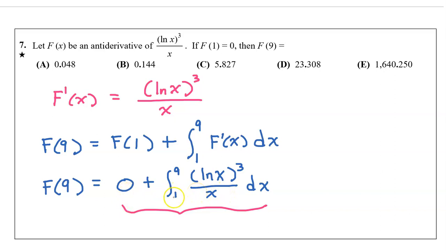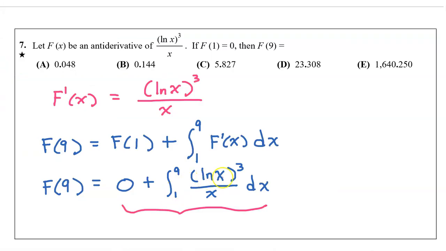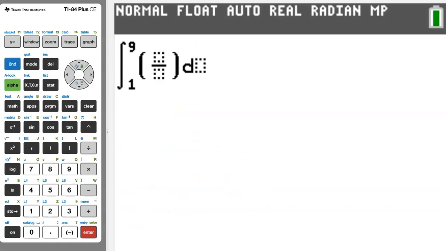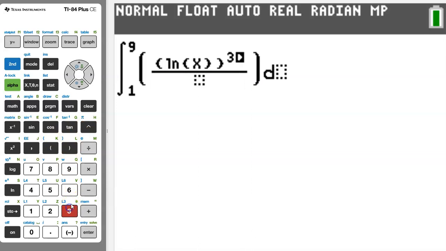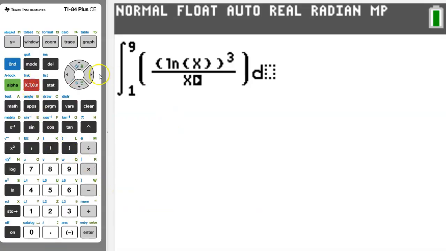I'm not going to put the 0, but we have the integral from 1 to 9, so we're going to hit Math 9, and so here goes the integral from 1 to 9. We have a fraction in here, so I'm going to hit alpha y equals enter. And then in the numerator, we have natural log x to the third power. So let's go ahead and put parentheses, natural log x, and all of that is to the third power. And then in the denominator, we just have x. Put a dx on that, and you've got a deal.